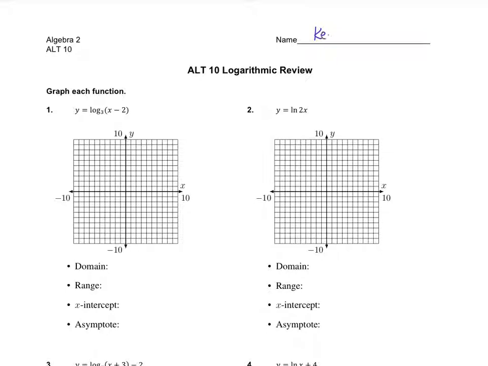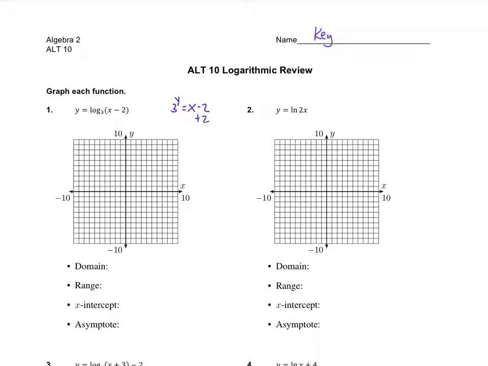Alright, this is the final key for the Semester 2 reviews. This is Learning Target 10 for logs. With logs, remember they're the inverse of exponential functions, so we're going to rewrite these as an exponential function and then plug in values for y to find x. So the first thing we want to do is take our base to our exponent, which becomes 3 to the y power equals x minus 2.